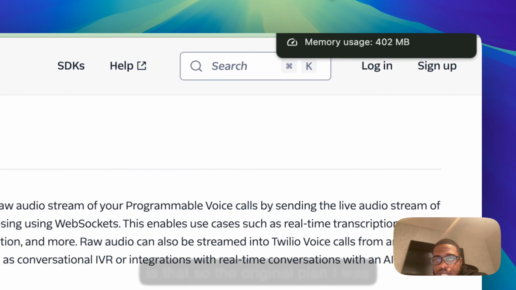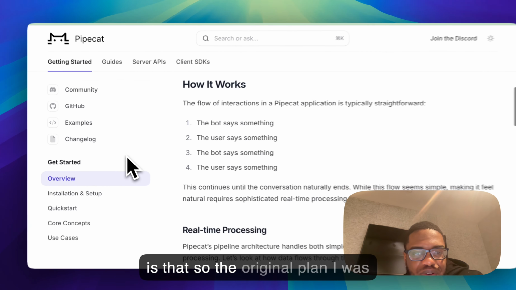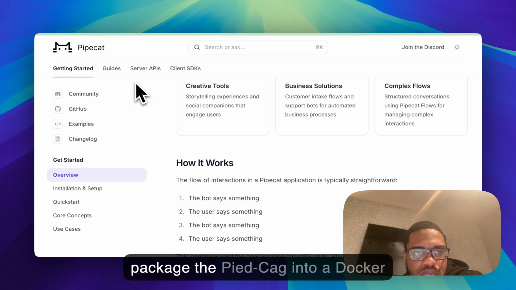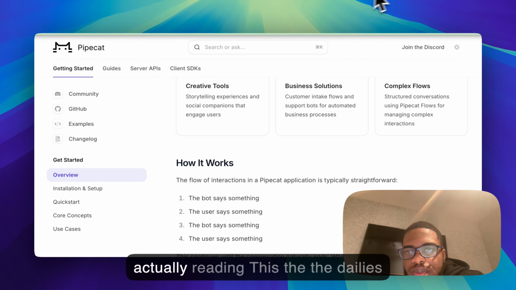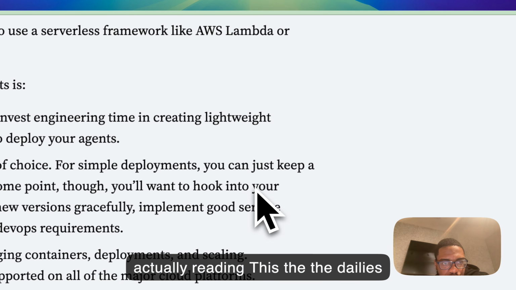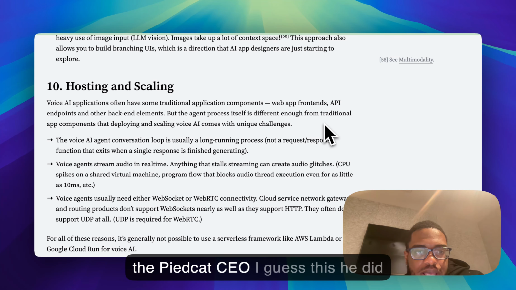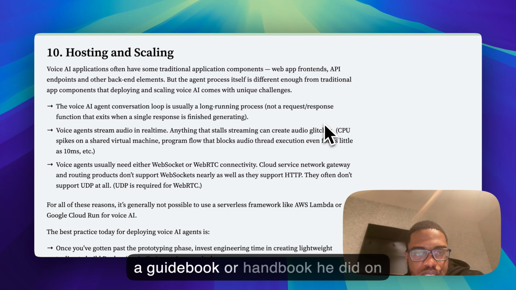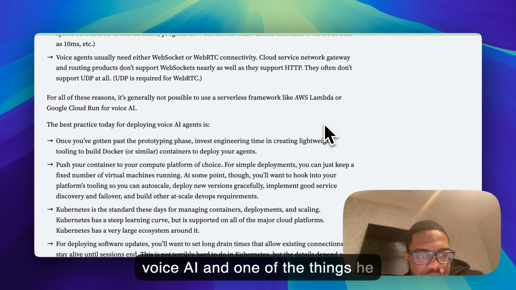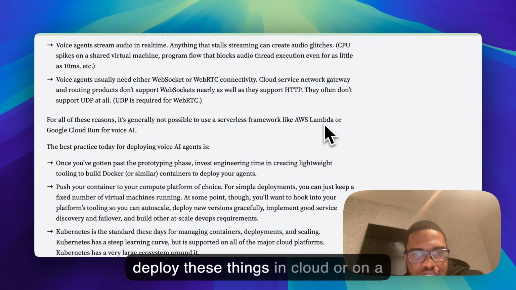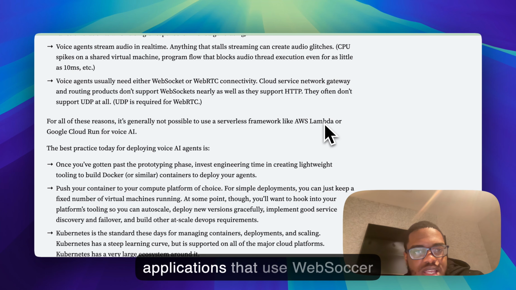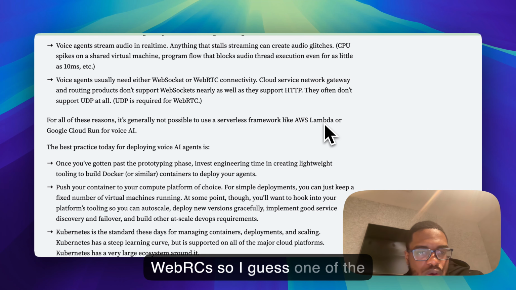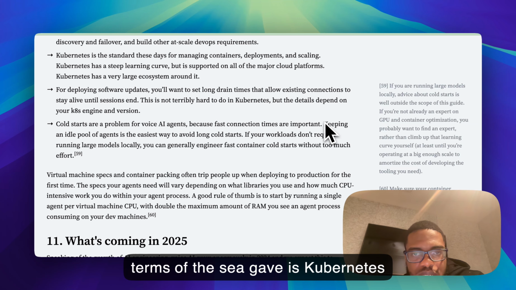Another thing is that the original plan I was thinking of is I can just package the Pipecat into a Docker and deploy this into something like Cloud Run. It'd be that easy. But I was reading the Daily, the Pipecat CEO's guidebook or handbook on voice AI, and one of the things he mentioned is that you can't really deploy these things to Cloud Run or serverless. These serverless frameworks are not really meant for applications that use WebSocket or WebRTC. So one of the alternatives he gave is Kubernetes.